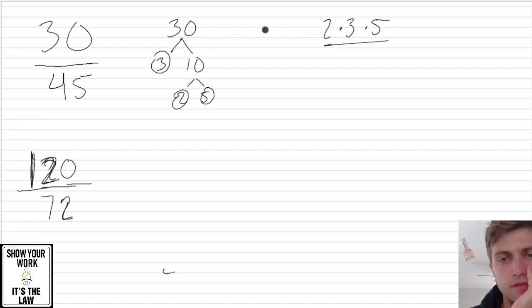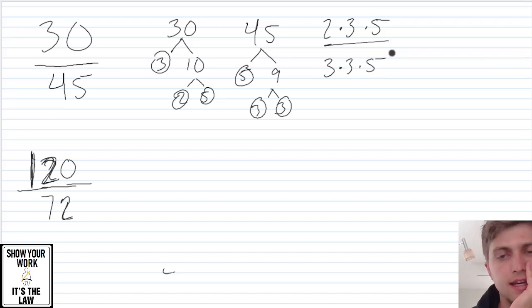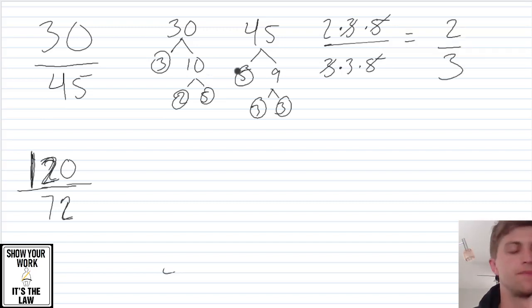And for 45, we know it's 5 times something. 5 times 9. 5 is done. 9 is 3 times 3. So we know that 45 is 3 times 3 times 5. And now we can cancel everything we have in common. We're just left with 2 over 3. Okay, simplified. That's all we're doing when we're dividing. We're simplifying because we don't care about mixed fractions. We just want things as fractions or improper fractions. We don't want remainders.